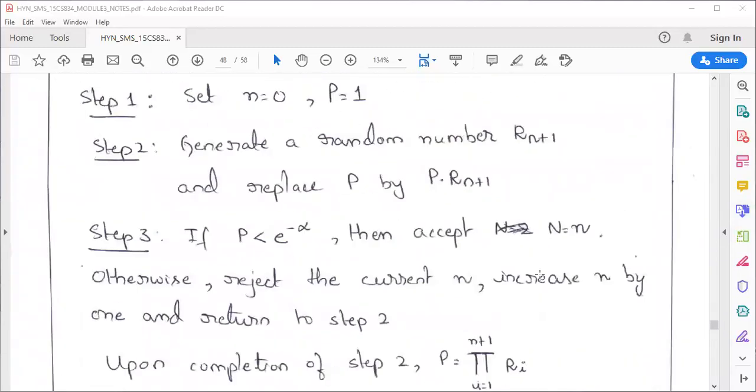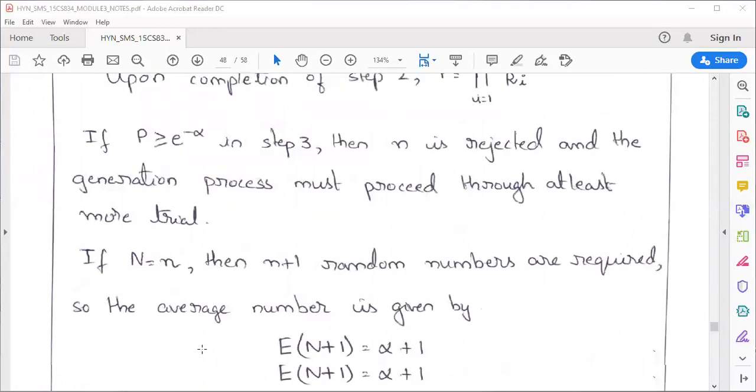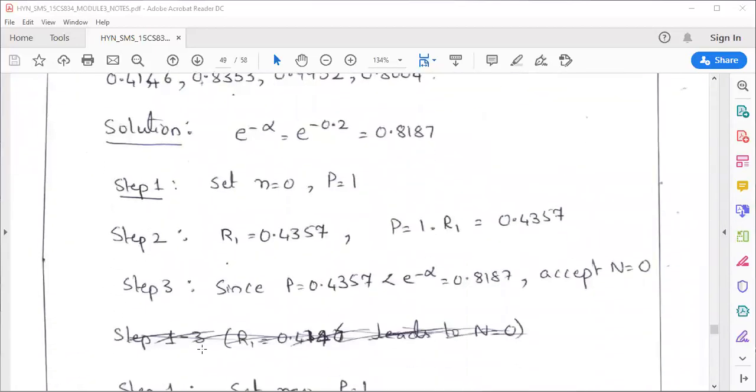What is the third step? The third step tells that if p is less than e power minus alpha, you have to accept it. If it is greater, you have to reject. So what is the value of p? 0.4357. I will check whether it is less than 0.8187. We know that 0.4357 is less than 0.8187, so I have to accept capital N is equal to small n. What is the value of small n? Small n is 0. That means I am able to generate the first Poisson variate at the point capital N is equal to 0.